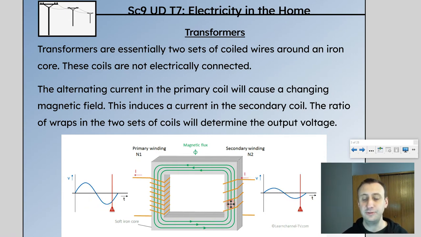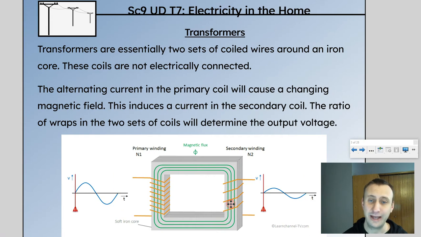Now the current it induces will change in characteristics based on how many turns of the coil it has and so on. It can either increase the voltage and lower the current, which is a step up transformer, so it's upping the voltage, or it can have an effect where it lowers the voltage and ups the current, which is a step down transformer because it's lowering the voltage. Essentially, the ratio of wraps in the two sets of coils will determine what the output voltage and current will be. But it's just two sets of coils around a closed iron core.